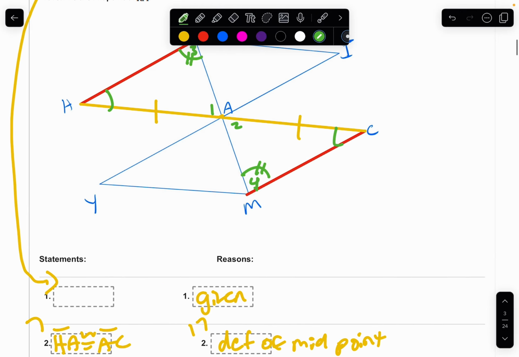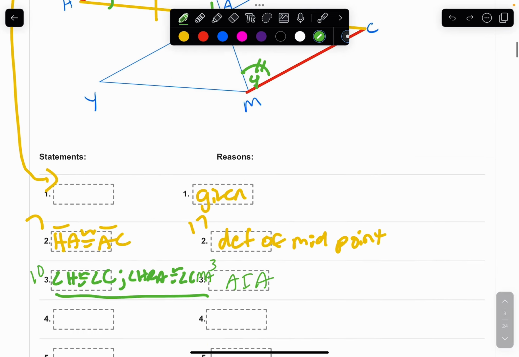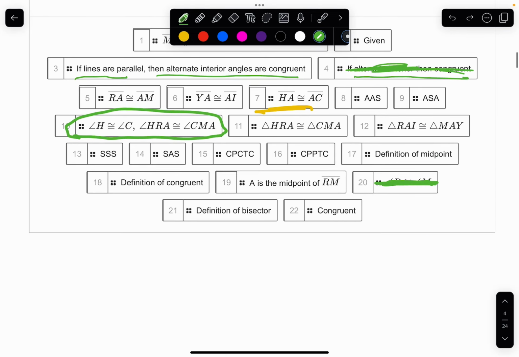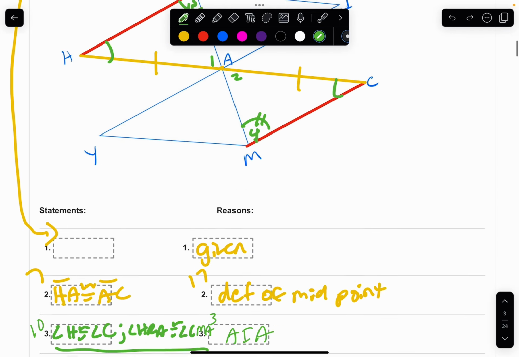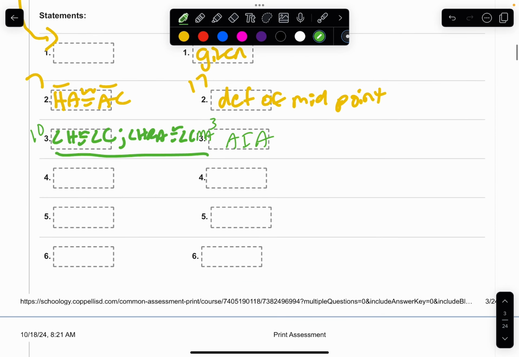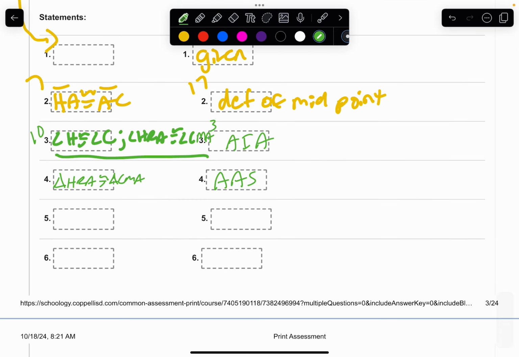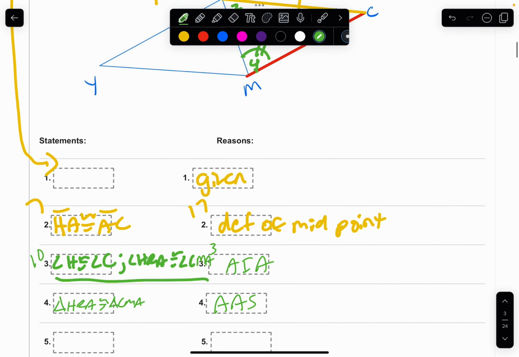All right, so we have a lot to go on. Can we actually prove these triangles are congruent now? Yeah, we have angle, angle, non-included side. So we can now say that these triangles are congruent. So what triangles are those? Those are triangles HRA. So that's going to look like it's going to be this one. That is triangle HRA is congruent to triangle CMA. And we just said that is angle, angle, non-included side. Okay, so we proved some triangles congruent.